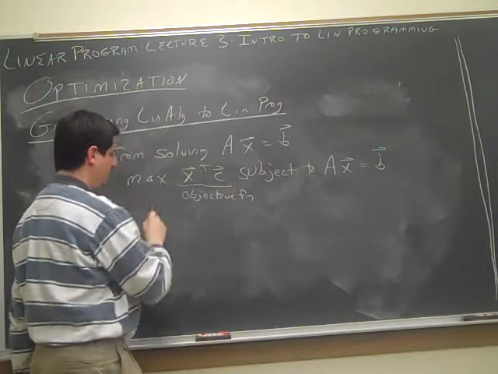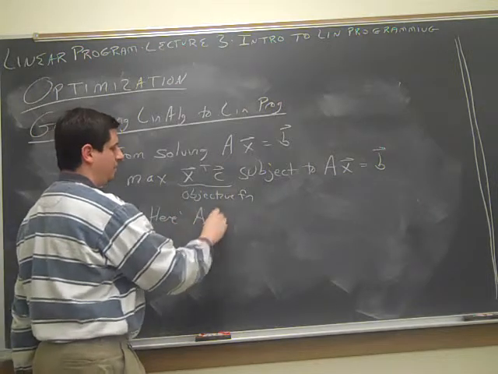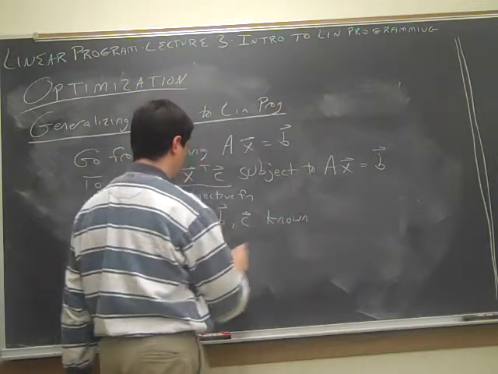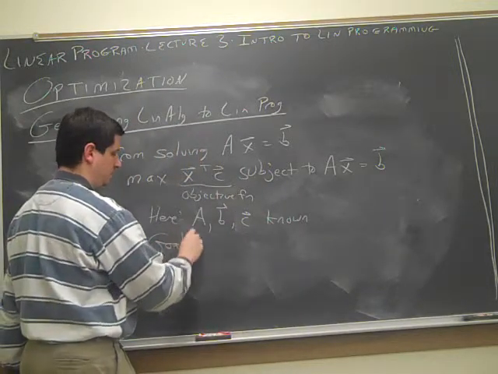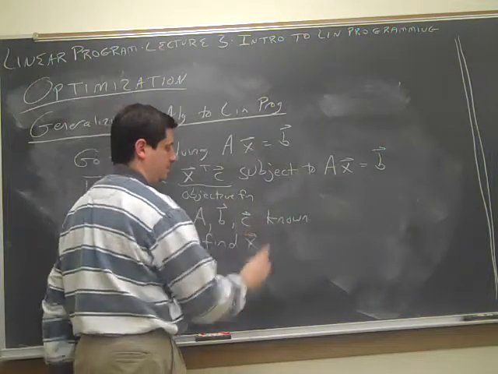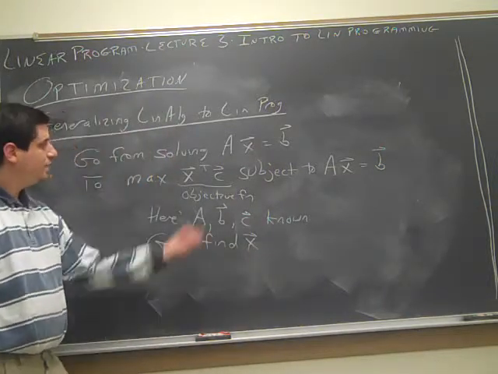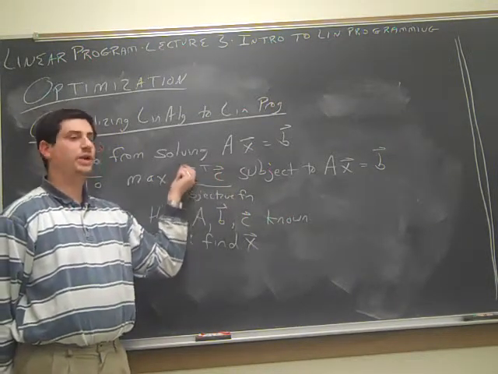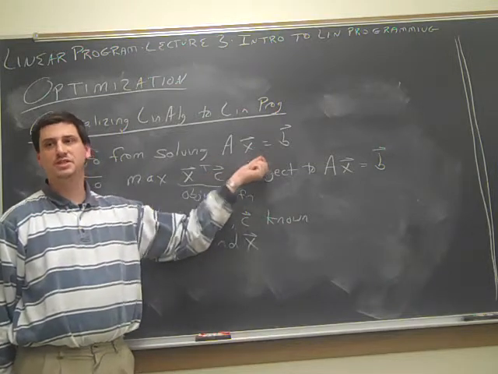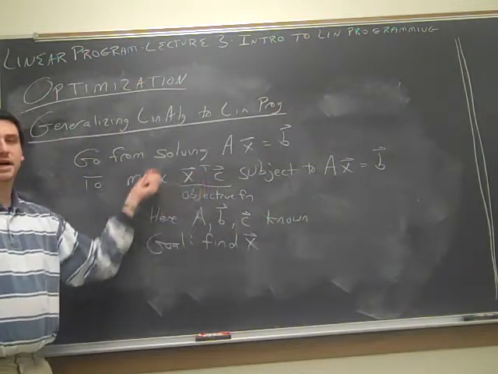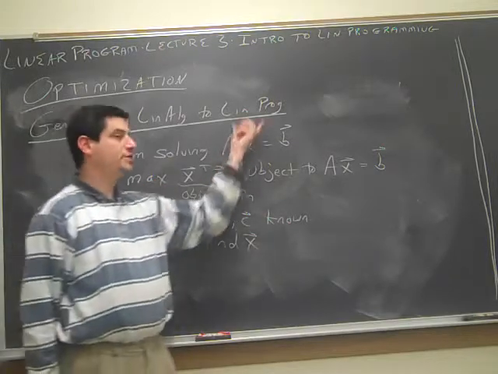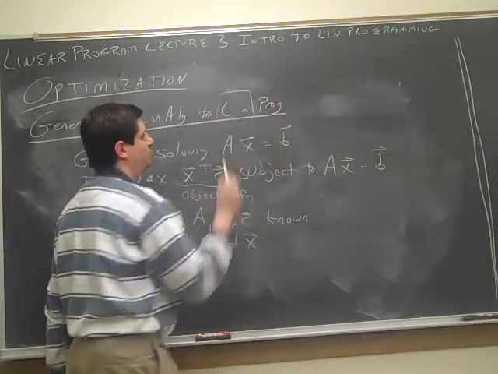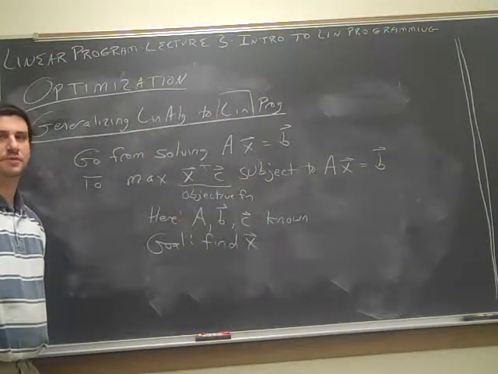And here, you should regard A, B, and C as known. And the goal is to find X. If you think of C as known, this is going to be a linear equation. It's going to be C1x1 plus C2x2 plus dot dot dot plus Cnxn. So we're trying to maximize a linear function. The constraints are all going to be linear constraints. So this explains the word fragment "lin," the linear in linear programming.